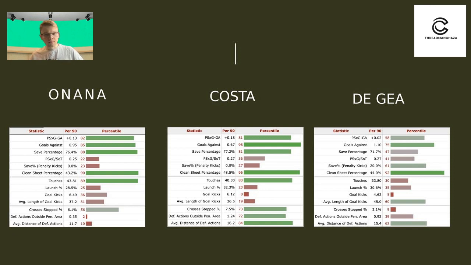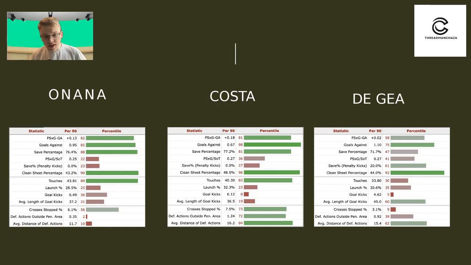So what we're going to do is break down shot stopping, distribution, claiming crosses, and also sweeping. So we're going to talk about those four main attributes. These are the data values from FBref, a website where you can compare stats of different players, and they rank these stats in percentiles, right?